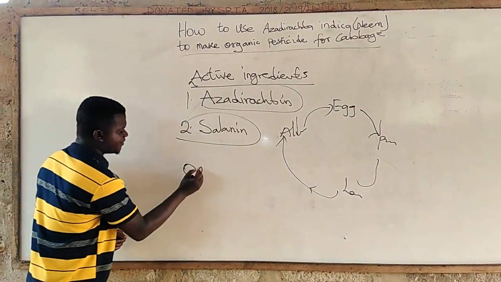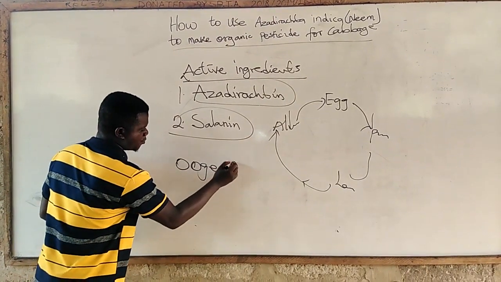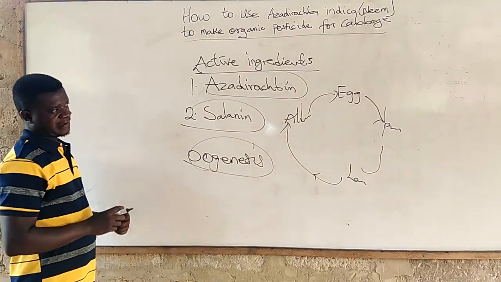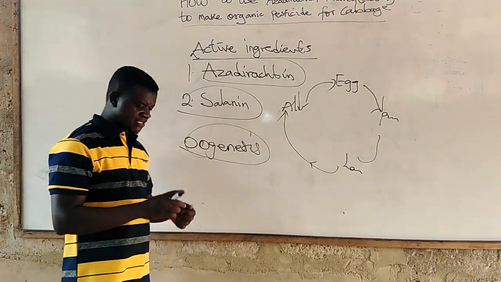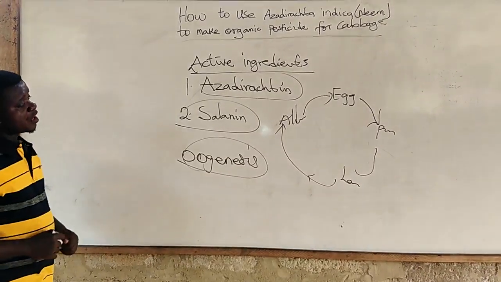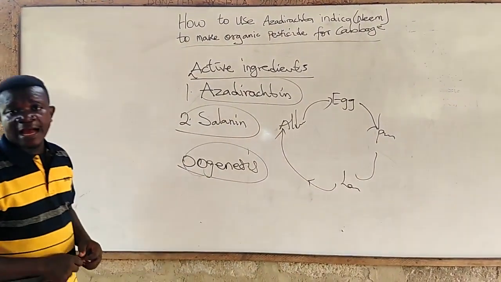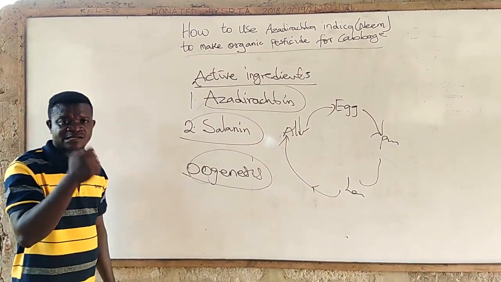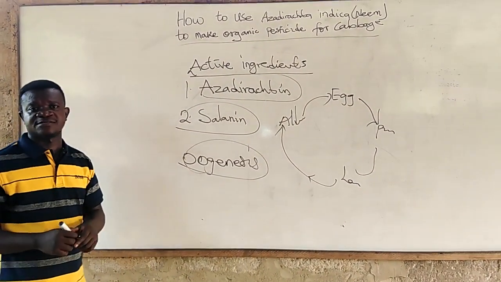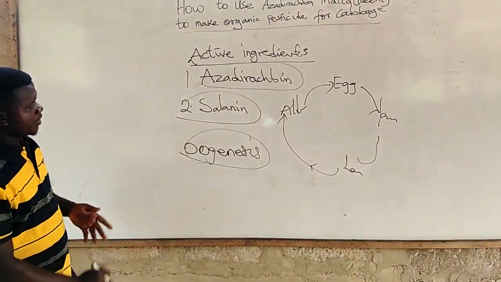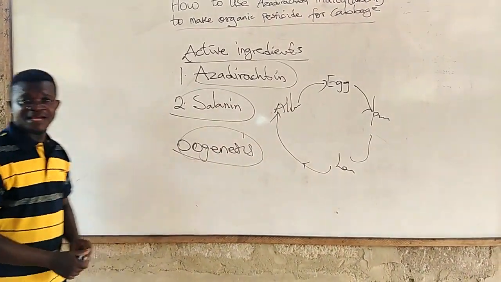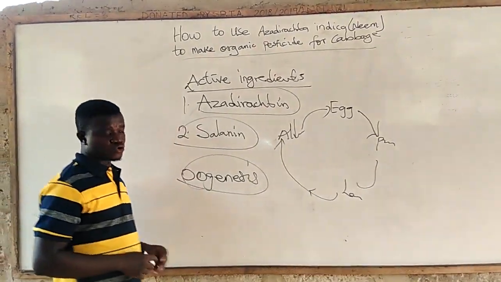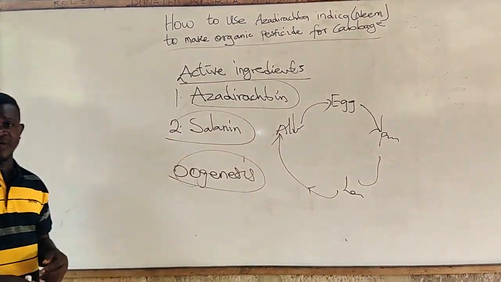The oogenesis in biology, that is the production of eggs. It will not allow the adult pest to even produce eggs at all. Apart from that, when applied, it has some pungent smell that looks unpleasant to crop pest. So when applied and the pest gets in touch with the smell, it doesn't feel comfortable. Automatically it is going to die off from the surface.